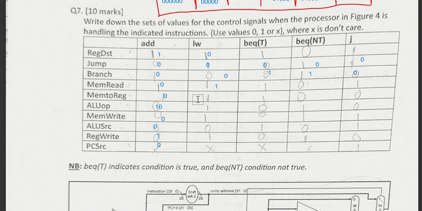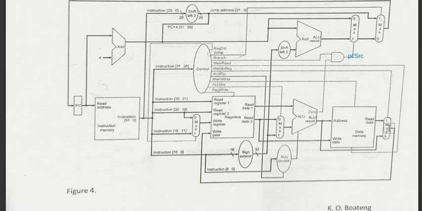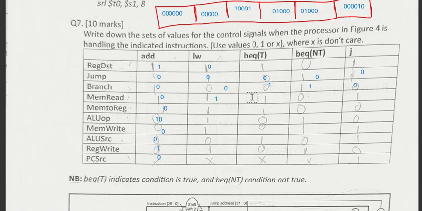Then the next one is mem to reg. Does load word take data from memory to the register file? So go and look at the mem to reg. I think it is this signal, right? And yes, it takes from memory to the register file. So we'll be taking from memory. So we'll choose 1, right? So that's the one you see in 1.